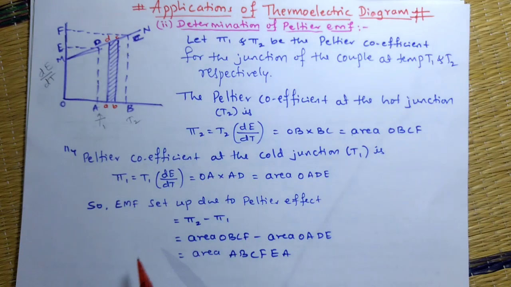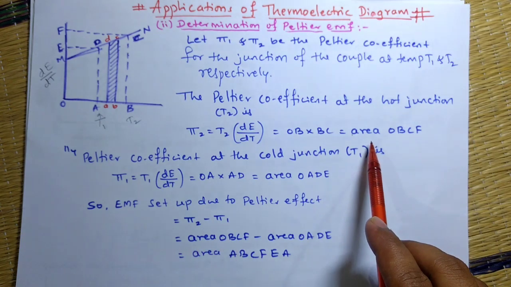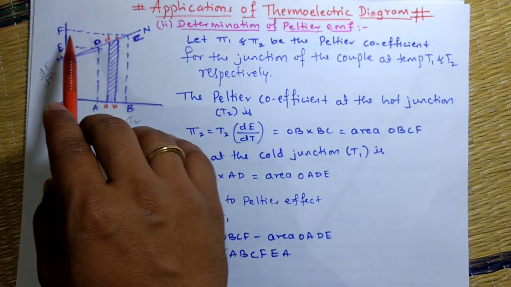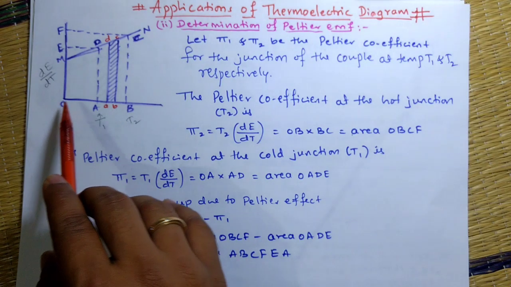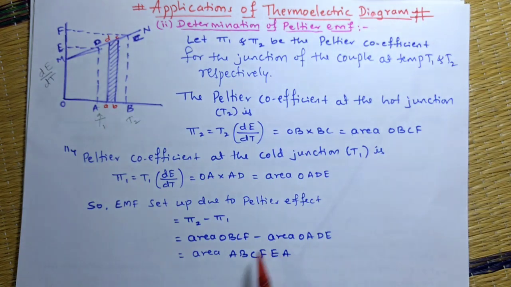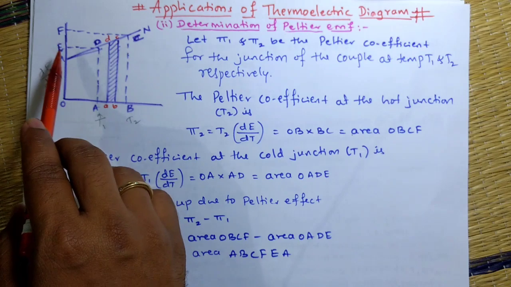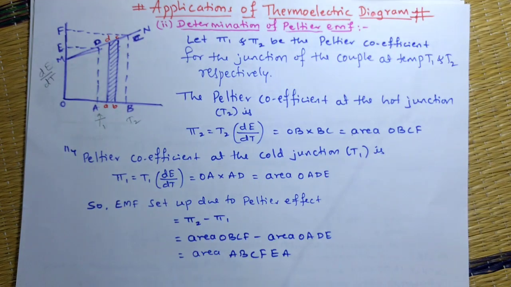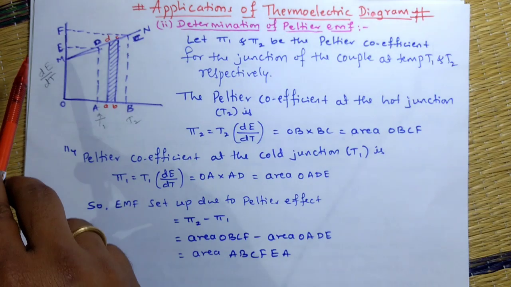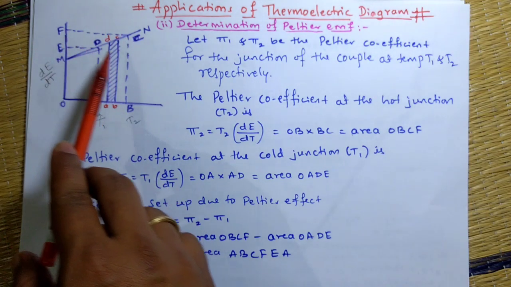And so the EMF set up due to the Peltier effect, that is pi2 minus pi1, is equal to the area OBCF minus the area OADE. That will give the exact EMF set up due to the Peltier effect, that is the area ABCFEA. This is nothing but the EMF set up due to the Peltier effect.